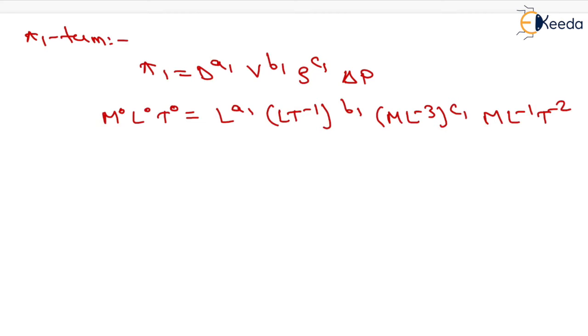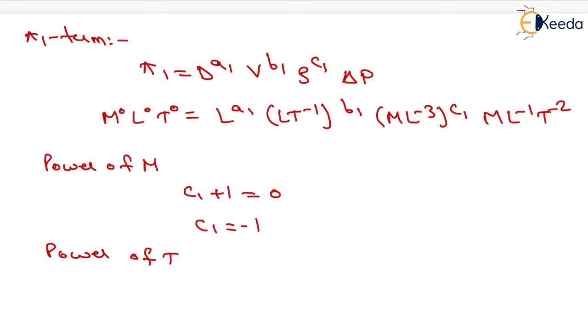Now equating the powers of M, L and T, power of M will be equals to c1 plus 1 equals to 0. So the value of c1 will be equals to minus 1. Similarly, power of T will be equals to minus b1 minus 2 equals to 0. So the value of b1 will be equals to minus 2. Similarly, power of L will be equals to a1 plus b1 minus 3c1 minus 1 equals to 0. On putting all the values, we will have a1 equals to 0.